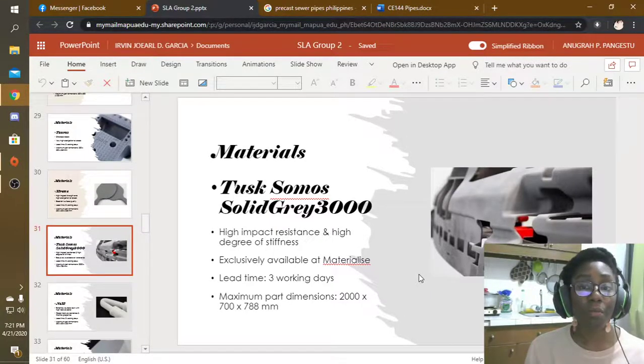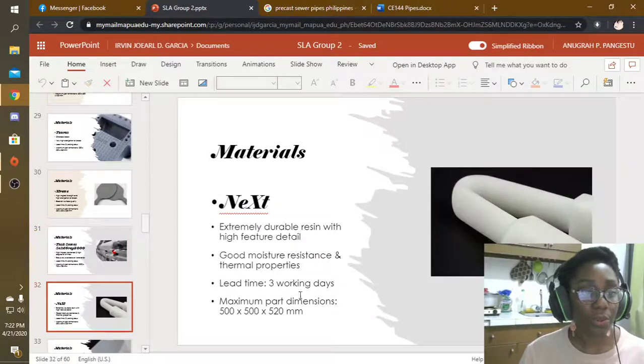So that means you need to buy more if you need to do more size or bigger size of parts. Now the next one is the Next. Now Next is extremely durable. It's an extremely durable resin with a high feature detail.